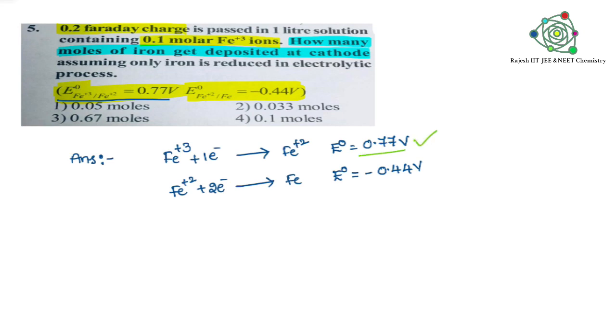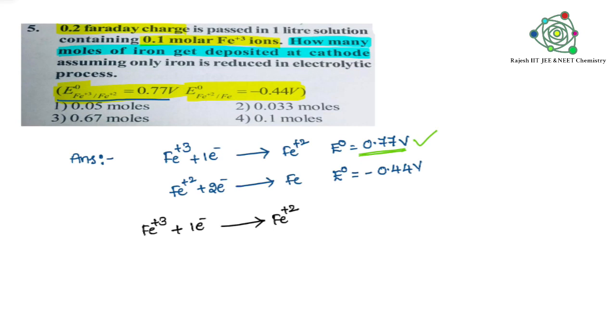If you see these two reduction expressions, the E naught value is higher for the first one. That's why the first reaction takes place faster when compared to the second one. So I am taking the first reaction: Fe+3 plus 1 electron gives Fe+2. After writing this equation, I am going to take the given data from the question.